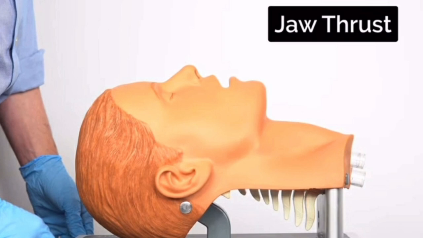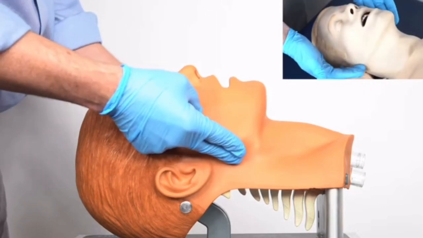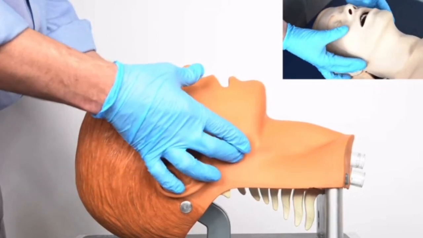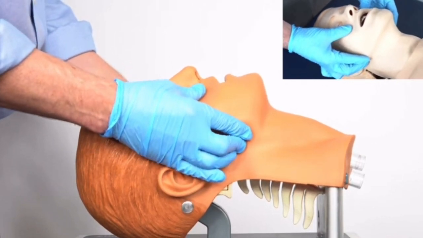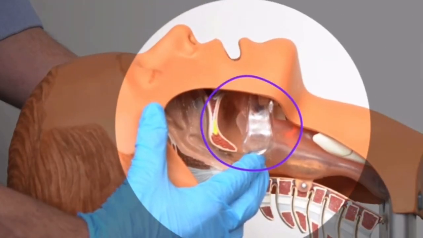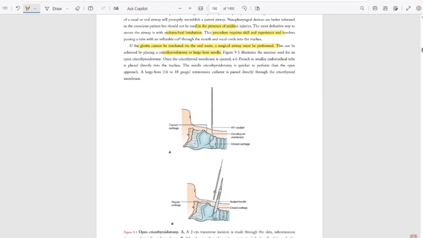The other airway maneuver that we could consider is the jaw thrust. I'm going to put two fingers on each side of the mandible, underneath the angle of the mandible, thumbs on the cheeks, and in this position I can lift the mandible forward to help bring the tongue forward and stop obstructing the airway. Nasopharyngeal devices are better tolerated in the conscious patient but should not be used in the presence of mid-face injuries. The most definitive way to secure the airway is with endotracheal intubation.